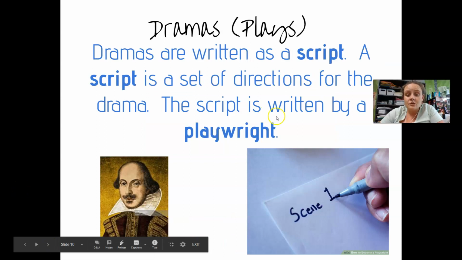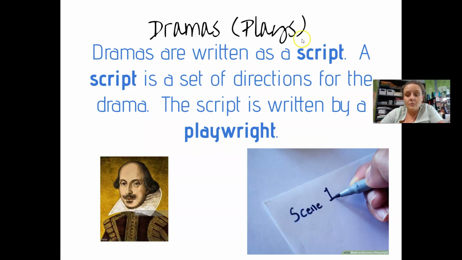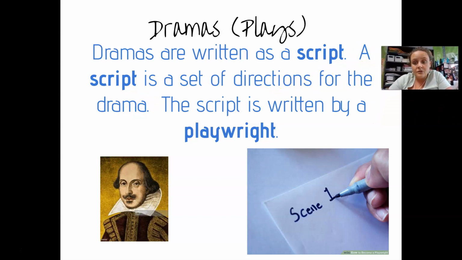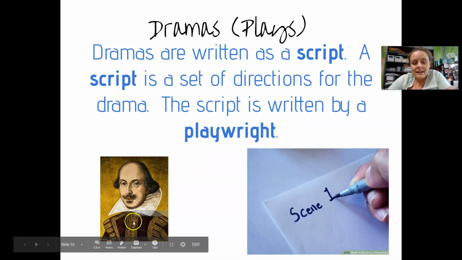Dramas are written as a script. We can see script there is an important bold word. A script is a set of directions for the drama. So that tells you what the actor should do and say. The script is written by a playwright. The playwright is a type of author who writes dramas. You might know this man. He's the most famous playwright of all time. His name is William Shakespeare. He wrote Romeo and Juliet and a bunch of other famous plays.